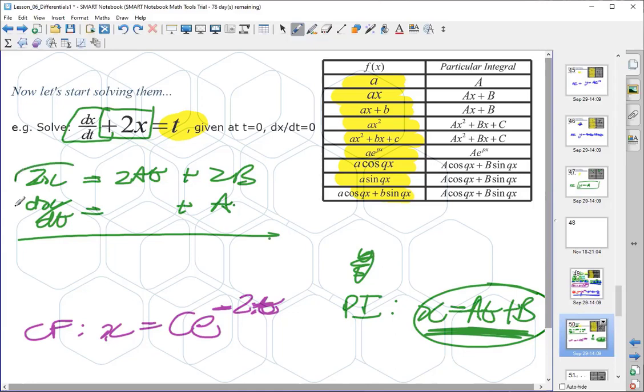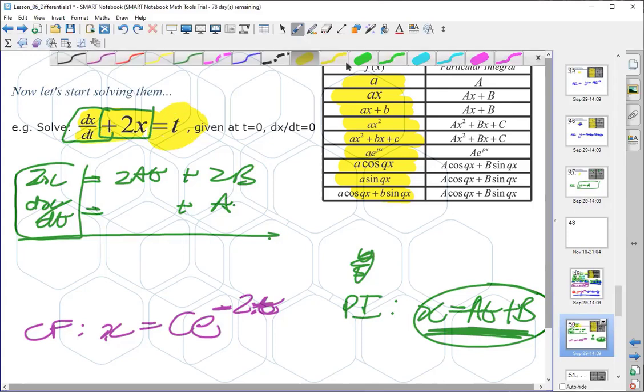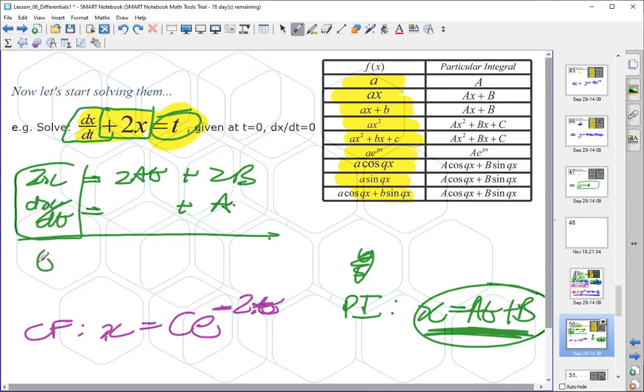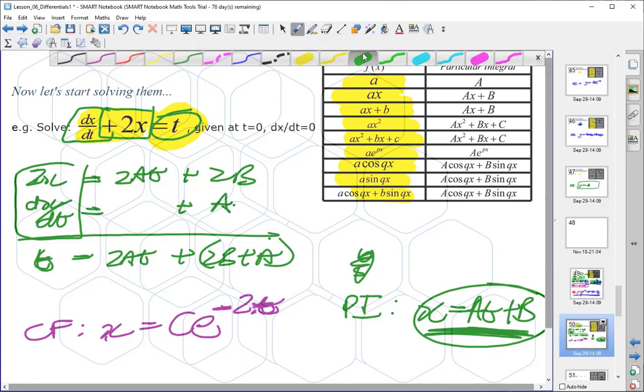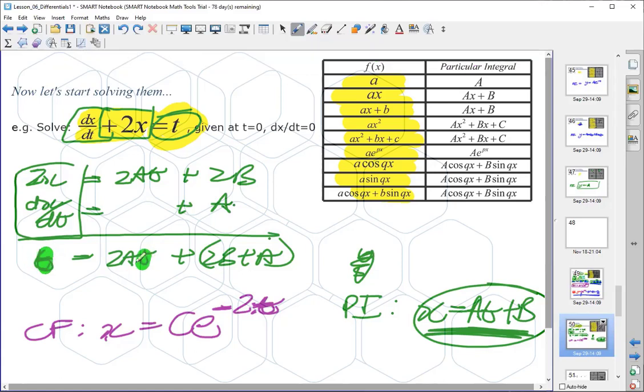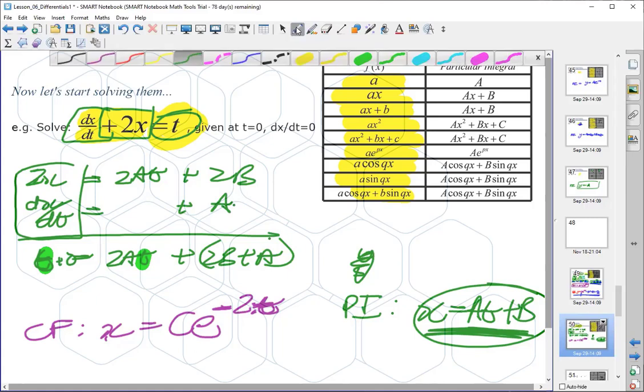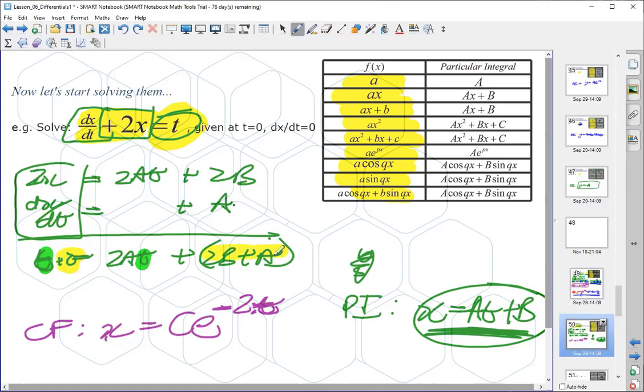And those two have to add up to t. So t has got to equal 2at plus 2b plus a. And then all we're doing is comparing. So we'll compare the coefficients of the t and we'll compare the units. Let's just put a plus 0 in the end there, if that helps. Then we'll compare the units terms. So the units terms is 0 here and 2b there.